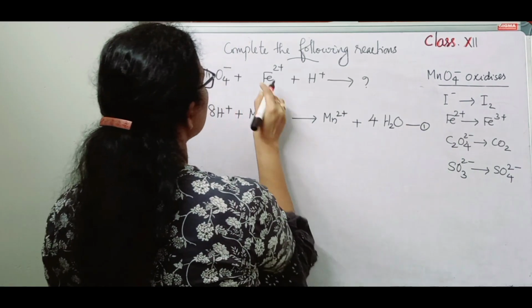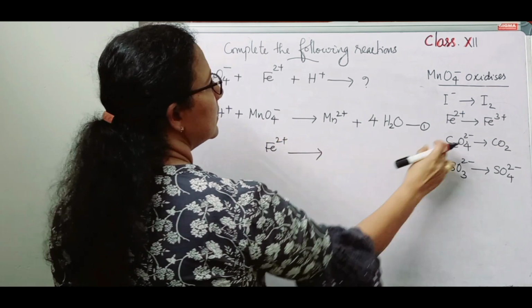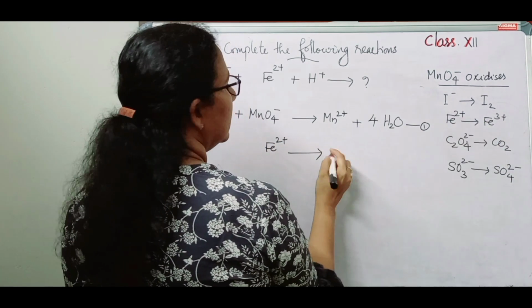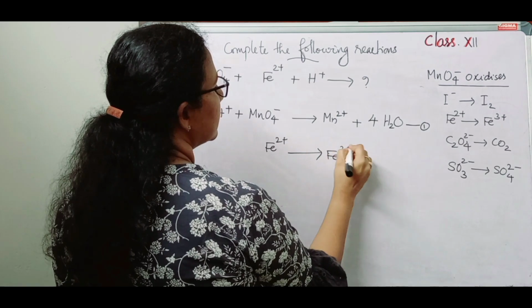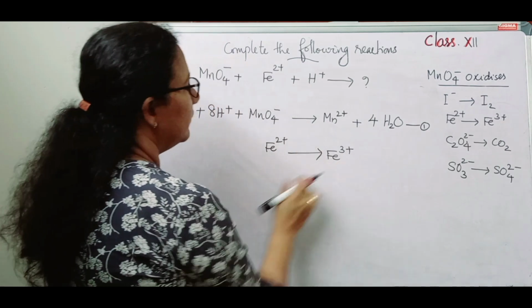Then the second equation is Fe2+. Fe2+ is converted to Fe3+. So MnO4- oxidizes Fe2+ to Fe3+, that we should know.